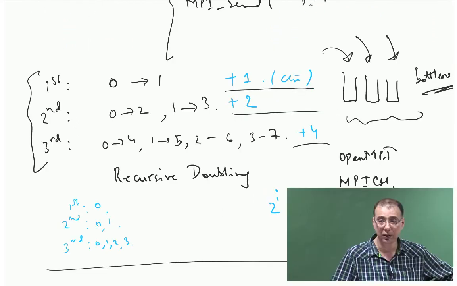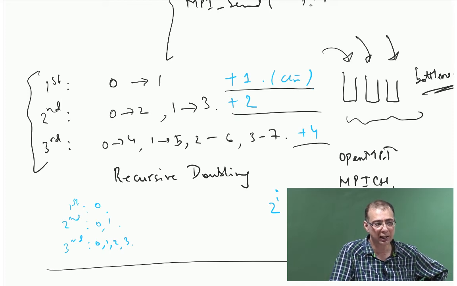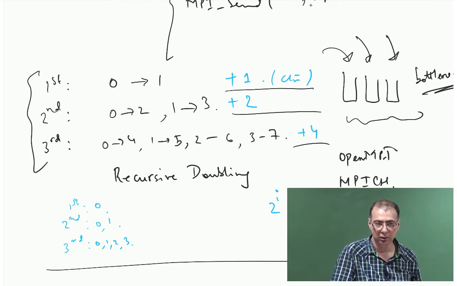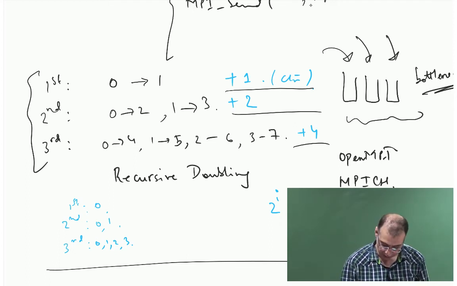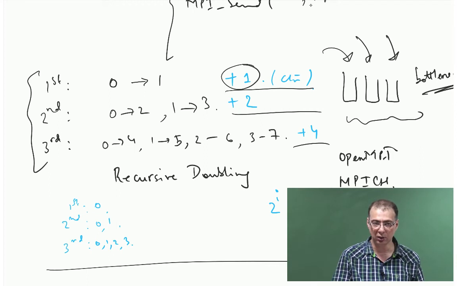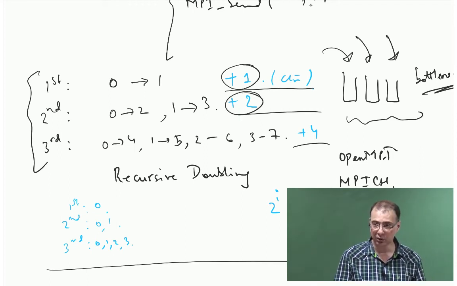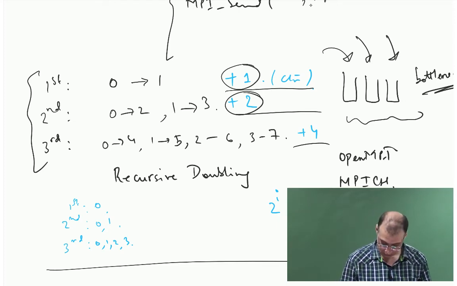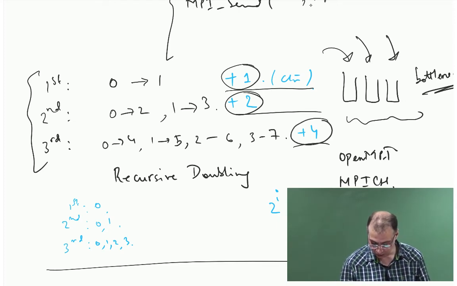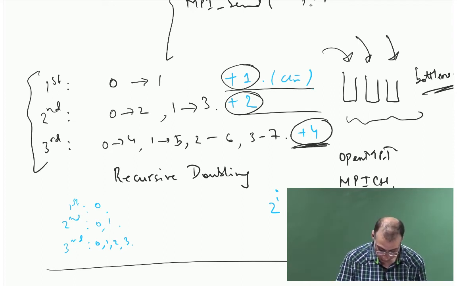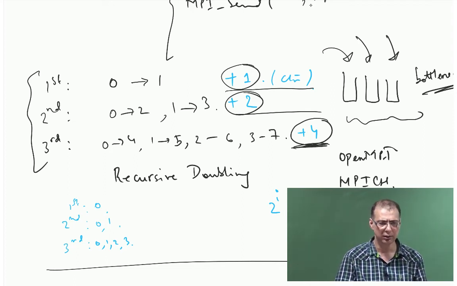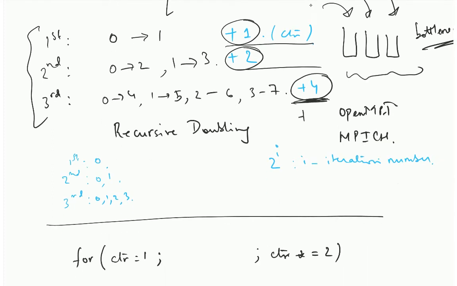Whatever the counter value is at the start of that iteration, all the ranks whose rank number is less than counter already have the data. Okay, do you see that? In the first iteration, counter value is 1 and rank 0 has the data. In the second iteration, counter value is 2 and ranks 0 and 1, whatever is less than the counter value, have the data. In iteration number 3, counter's value is 4 and 0, 1, 2, 3 have the data. In the next iteration, counter value will be 8 and all the ranks from 0 to 7 have the data. Okay.